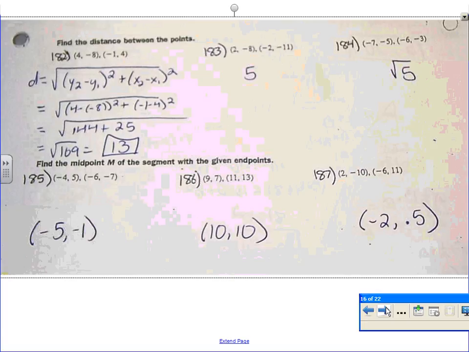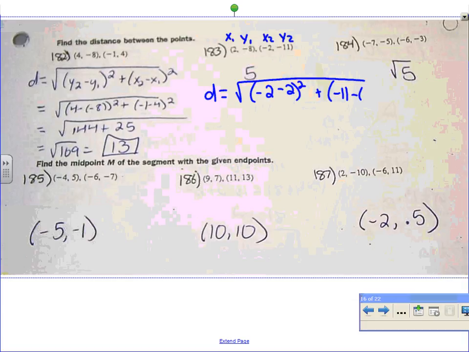Kevin? Okay, 183, we have x1, y1, x2, y2. So Kevin, I do it the way you did. Did you start your distance formula with the x's or with the y's? Okay, so you have square root of negative 2 minus 2. Correct me if I'm wrong. Did you have that first? Okay. Plus negative 11 minus negative 8. Did you have that?